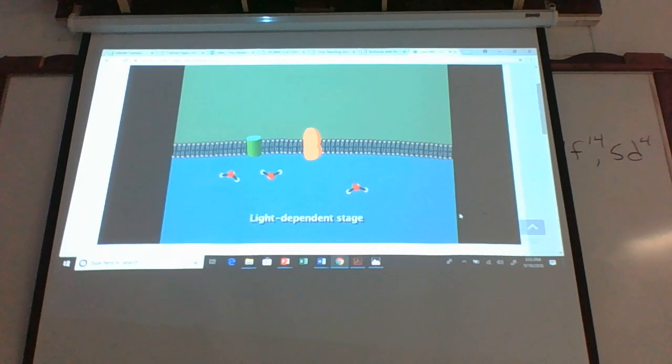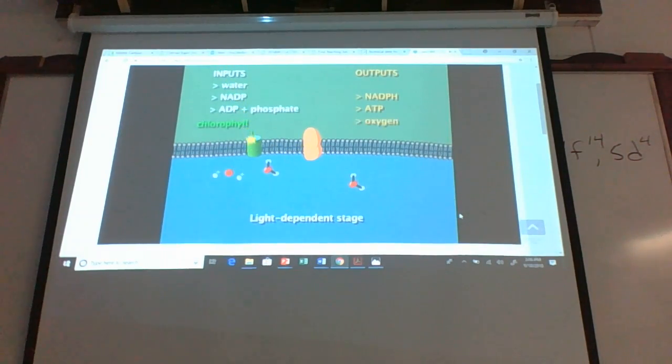Let's review the inputs and outputs. The input materials are water, the uncharged form of the carrier NADP, ADP and phosphate groups. The other essential inputs are light energy and chlorophyll. The outputs are ATP, carrying stored energy, and NADPH, the charged hydrogen carrier molecule. The other output from the splitting of water is oxygen.